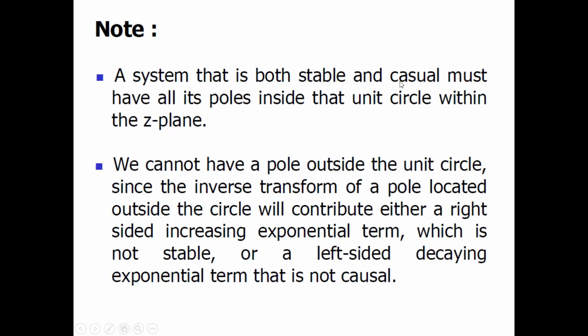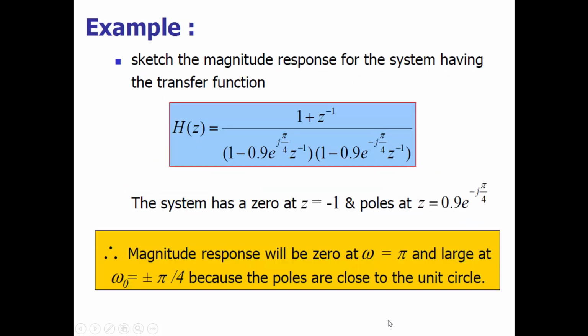Now, a system that is both stable and causal must have all its poles inside the unit circle. We cannot have a pole outside the unit circle, since the inverse transform of a pole located outside the unit circle will contribute either a right-sided increasing exponential term, which is not stable, or a left-sided decaying exponential term that is not causal. So in both cases, the system will become unstable.